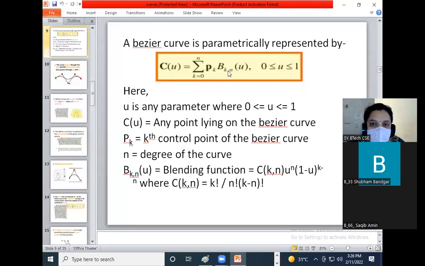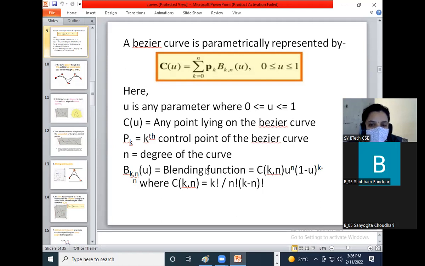Then what is this BKN? BKN is the blending function, and it has this particular formula: CKN, U raised to N, 1 minus U, K minus N. Here CKN we are going to calculate in terms of factorials: K factorial divided by N factorial into bracket K minus N factorial. So this formula I am going to put over here, and then I change the values of K and N respectively. Then I will be getting the blending function.